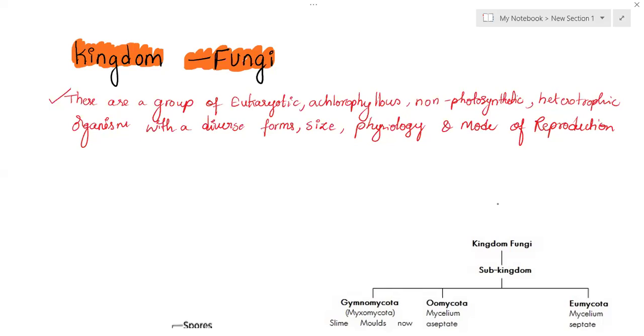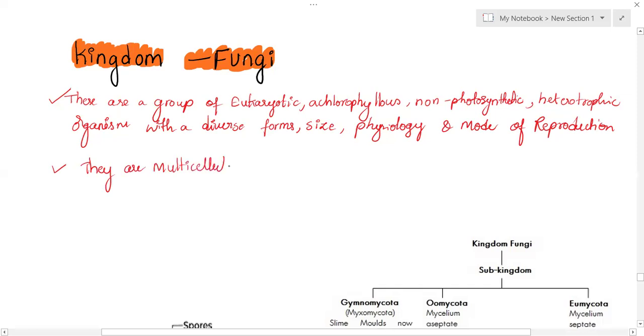Okay, and the physiology will also be different from the prokaryotes, and it keeps on changing. The reproduction mode will be different in the different organisms in the fungi. Okay, this is a brief introduction regarding the fungi. Any other things which you know? As usual, eukaryotic means they are multicellular.